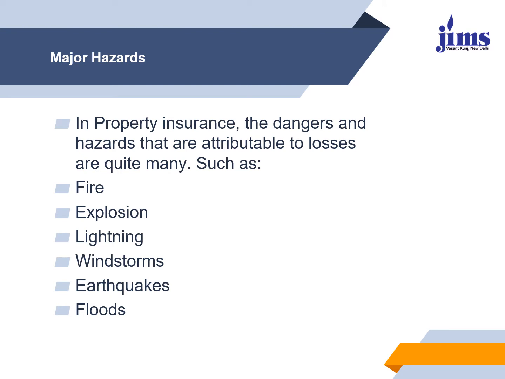Major hazards. In property insurance, the dangers and hazards that are attributable to losses are quite many. A property can be destroyed by fire, explosion, lightning, certain windstorms, earthquakes, and floods. There are certain natural calamities which majorly cause the destruction of properties, and these are the dangers which are attributable to losses for property.